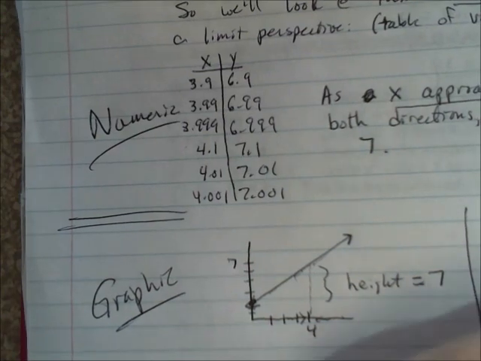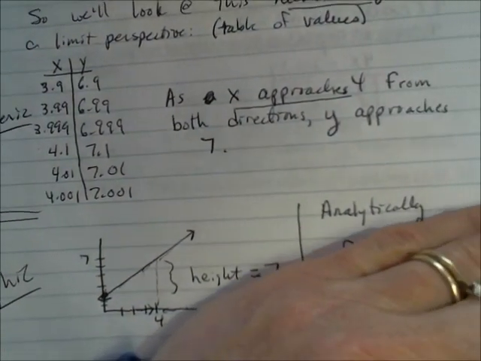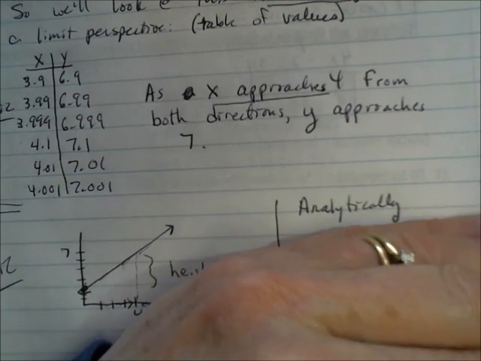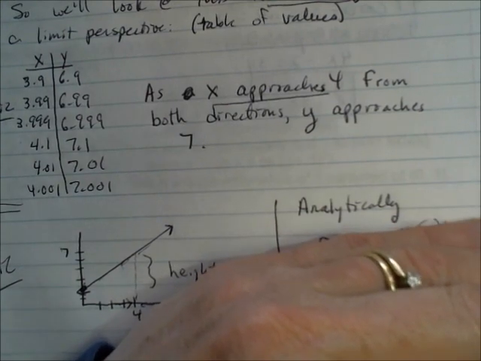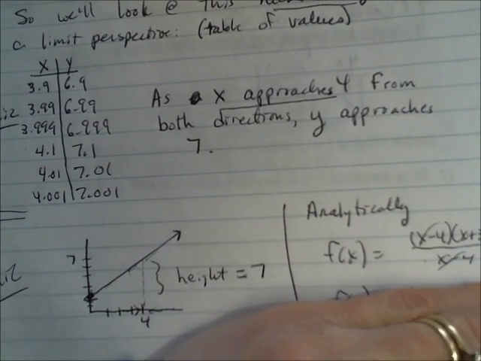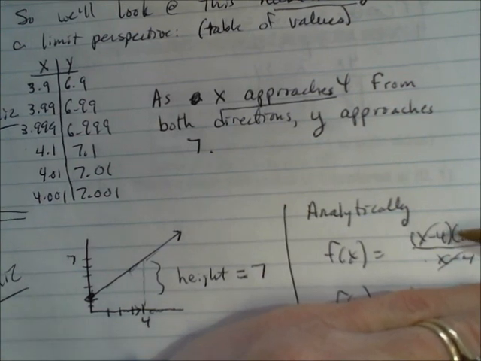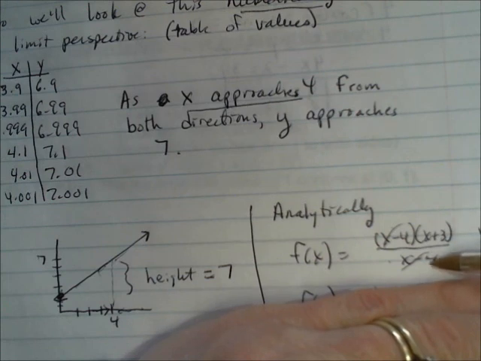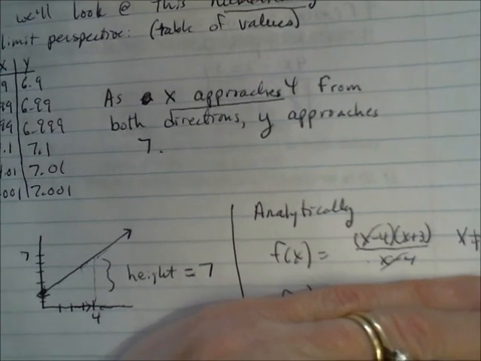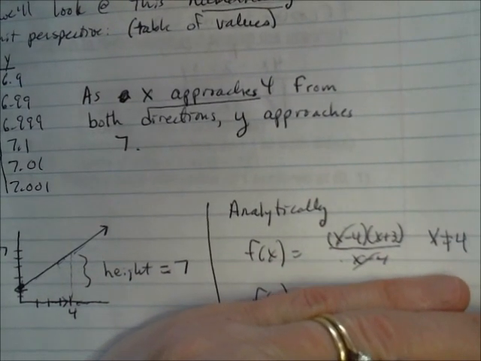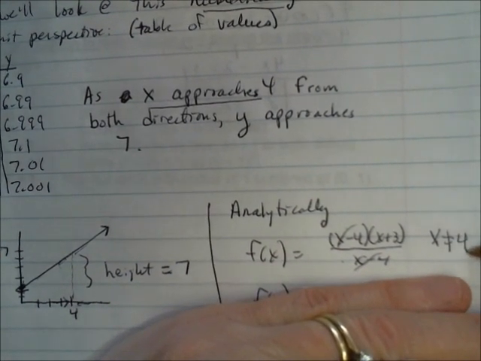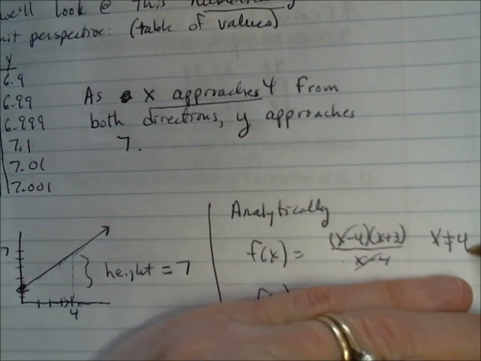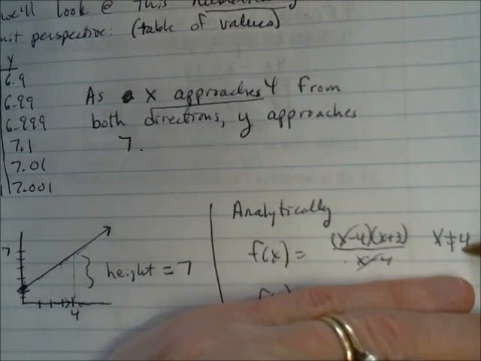And then the last way is the analytical way. Analytically means also algebraically. So from the beginning, you probably noticed that the numerator could be factored into x minus 4 times x plus 3, and it's all over x minus 4. So you can cancel those x minus 4s out, but this f of x value is only valid for all input except for x equals 4. The domain is all real numbers except for 4.